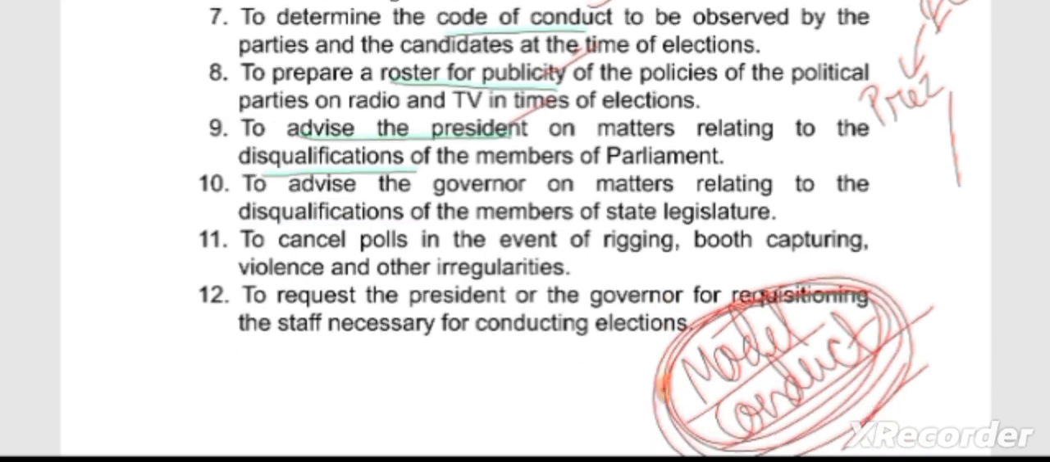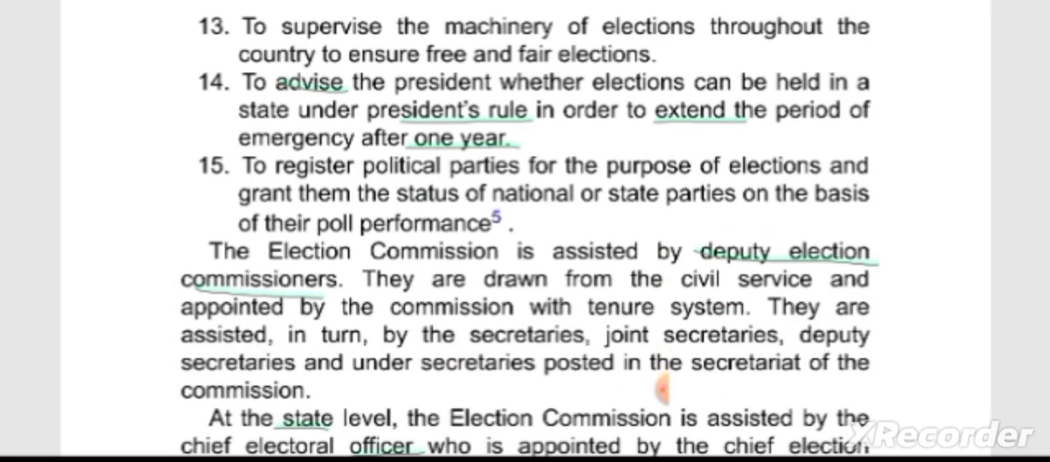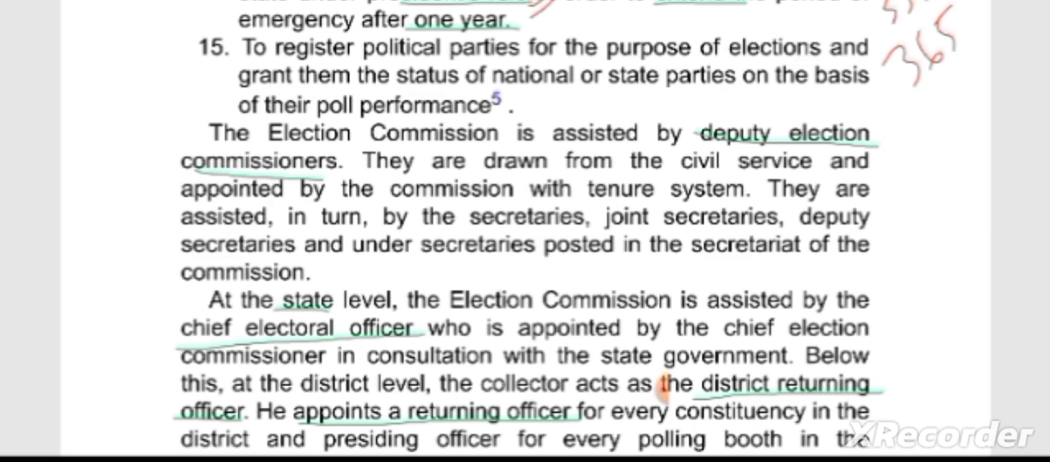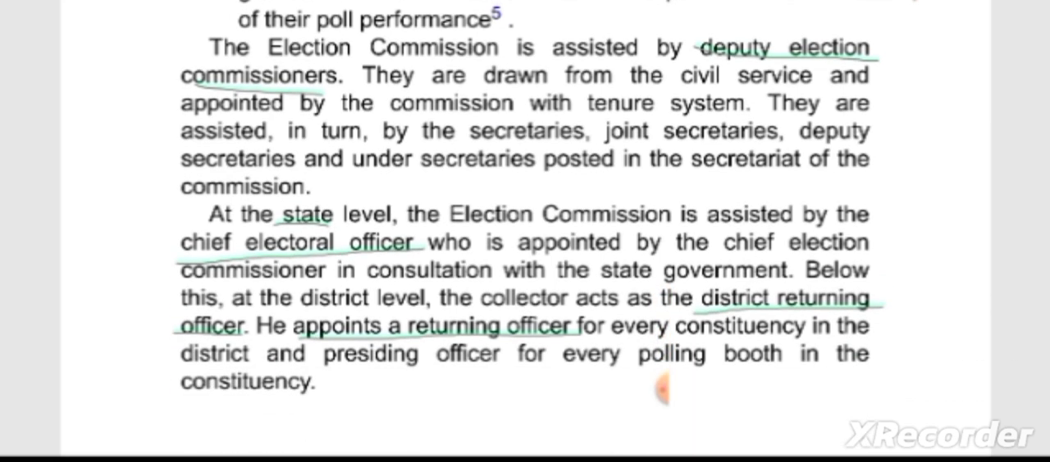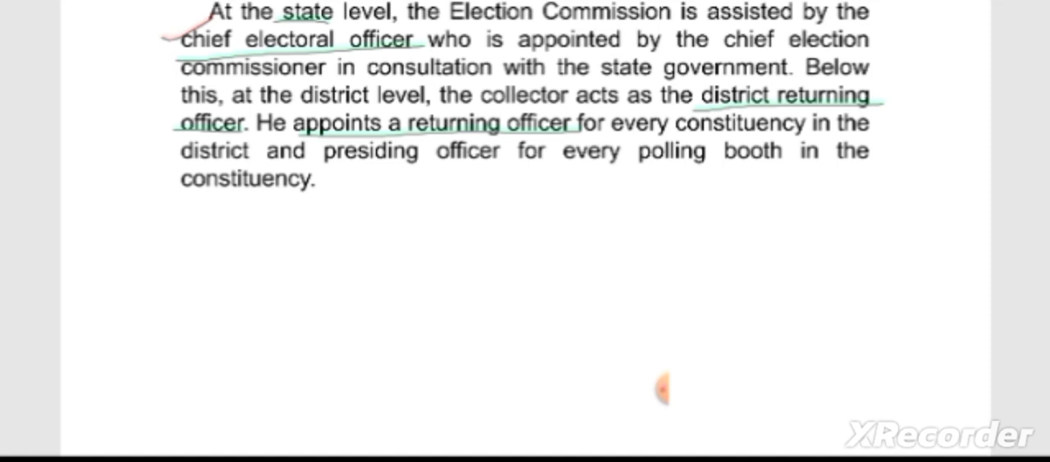Along with that, the roster of the publicity of this politics, and advising the president if there is any need. I have already said that the advisory kind of roles are also there. So advising the president if the president is in need, and some of the advices to be given. And you can see here, president's rule is also there to be advised if there is a need, in the case of state emergency under Article 356, 365. We will see this later.